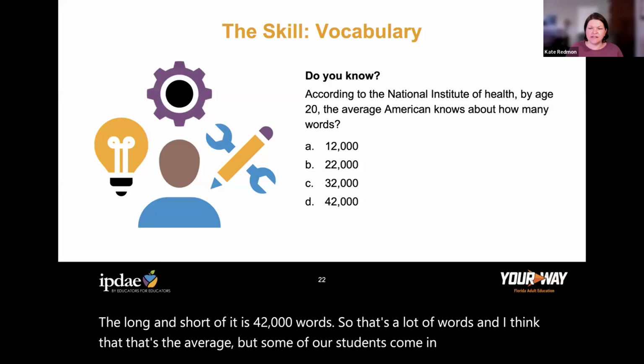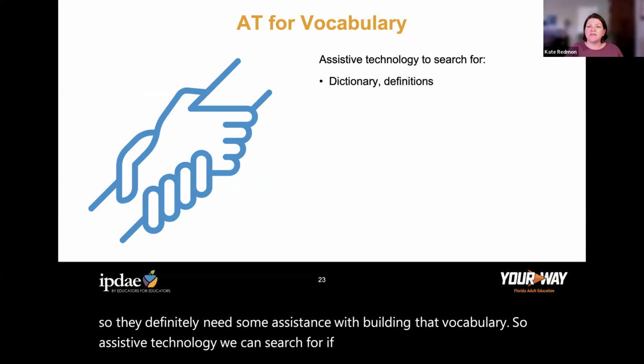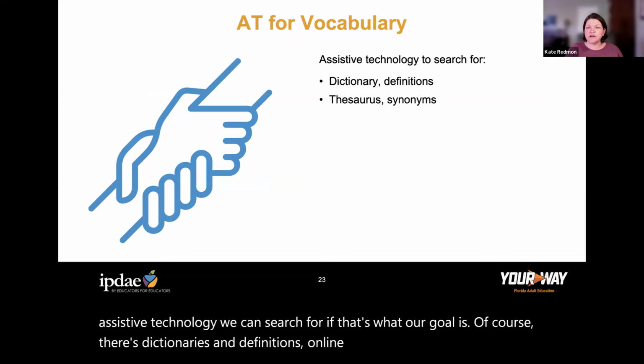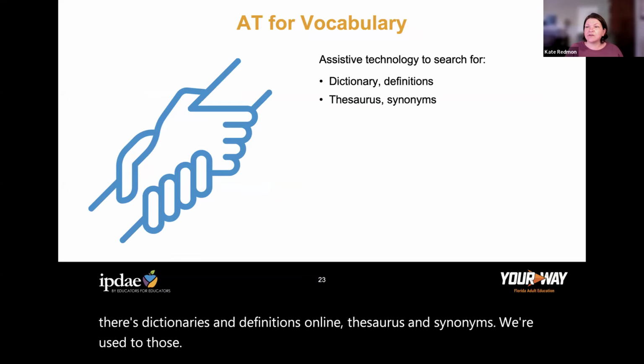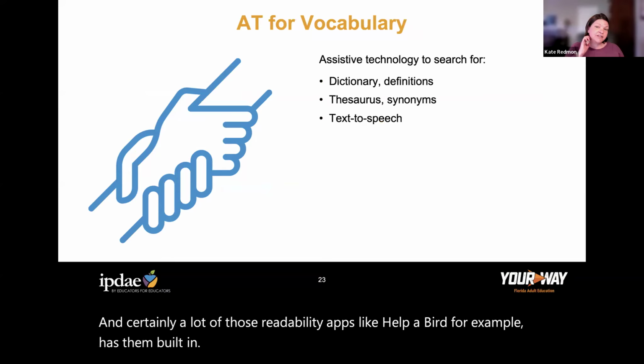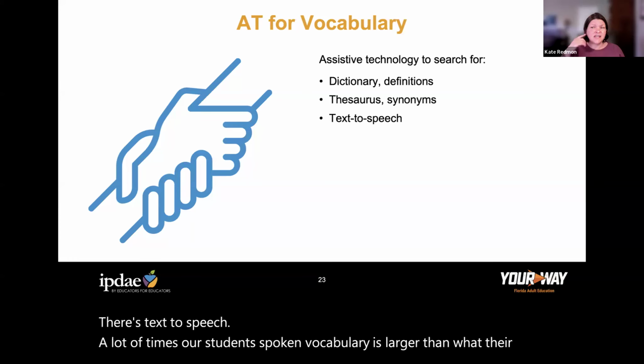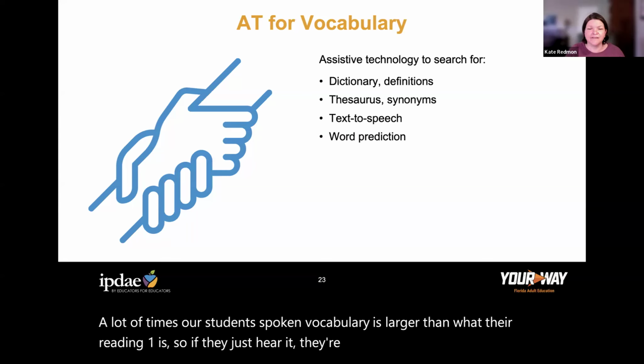And so they definitely need some assistance with building that vocabulary. So assistive technology we can search for if that's what our goal is. Of course, there's dictionaries and definitions online, thesaurus and synonyms. We're used to those. And certainly a lot of those readability apps like Help a Bird, for example, has them built in. There's text to speech. A lot of times our students' spoken vocabulary is larger than what their reading one is. So if they just hear it, they're like, oh, I do know that word.